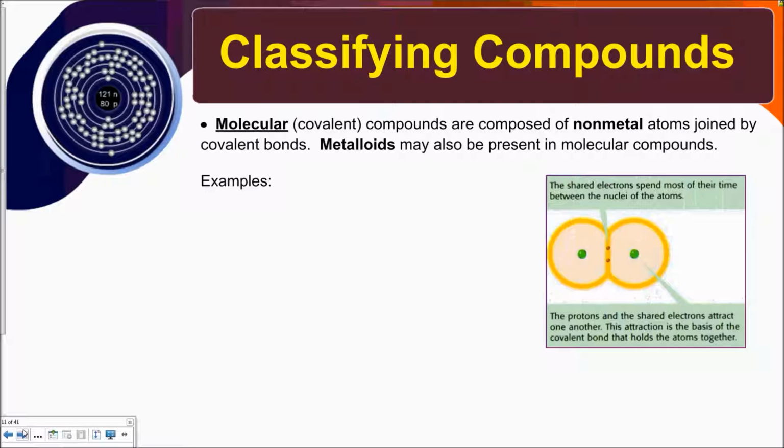Molecular, also known as covalent compounds, are composed of nonmetal atoms joined by covalent bonds. Metalloids may also be present in molecular compounds. So an example of these are things like CO2 and H2O, water. So carbon dioxide and water are covalent compounds because they are made up of 2 nonmetals, and like we said, sometimes metalloids can be present.